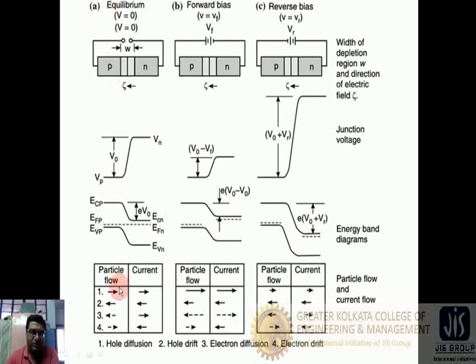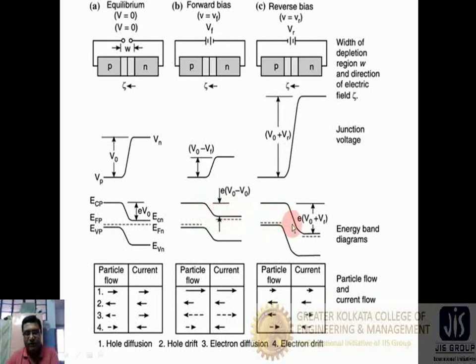So the first picture represents when there is no biasing, that means when we do not apply any voltage. The band diagram looks like this. There is a band bending, and this section is for the p-type material, and this section is for the n-type material. So there is a depletion region. When we apply the forward bias, this depletion region is reduced and the current flow occurs.